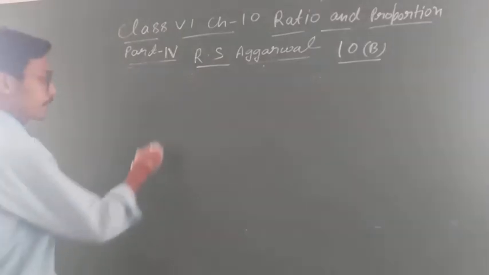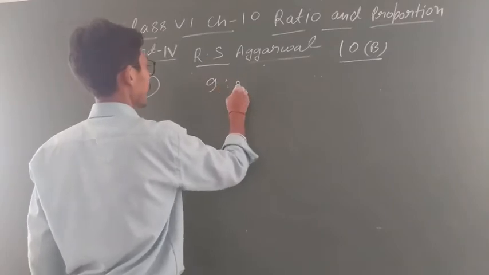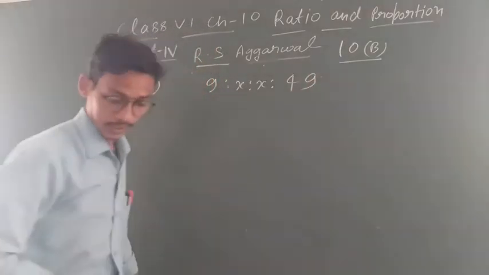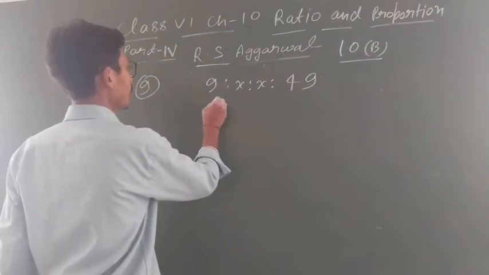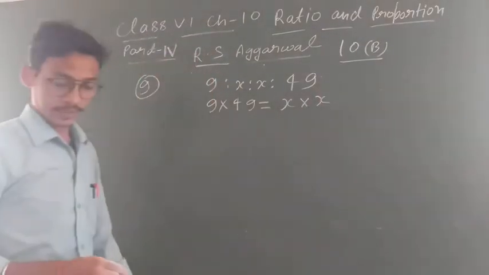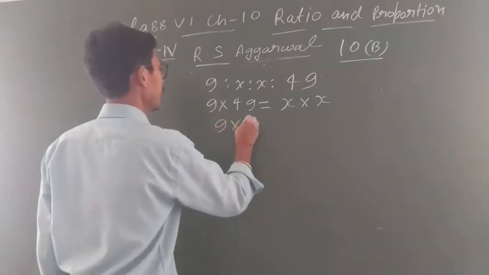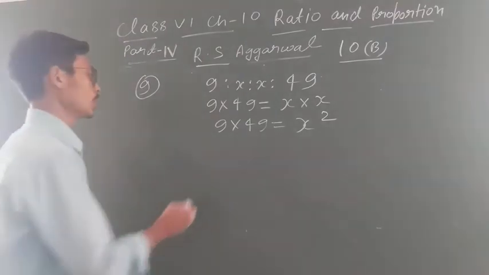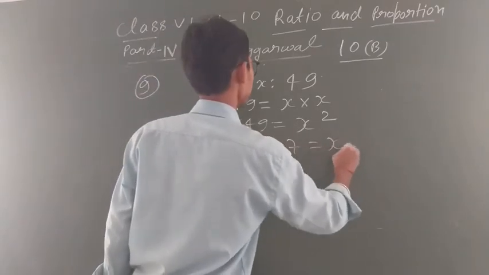Now come to question number 9. Question 9, it is given x is to 9 as x is to 49. Okay, it is given. Now you know that you can write down product of extremes equal to product of means. By this you can write down, it will become 9 into 49 equal to x square. Now how will we do it, son? Look, you can write down 3 multiplied by 3 and 7 multiplied by 7 is equal to x square.